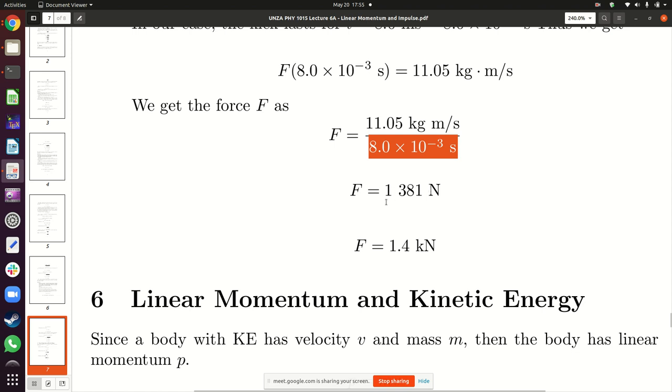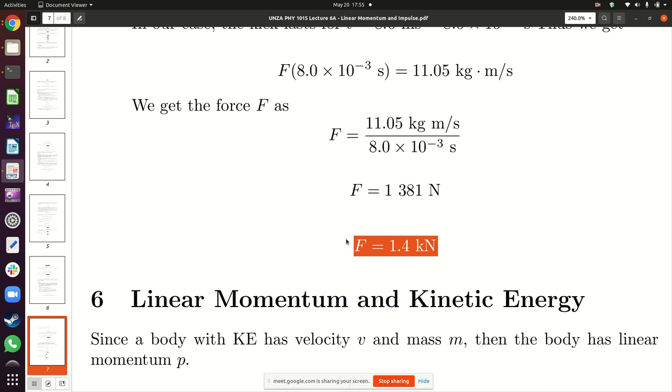1381 newtons. This 1381 newtons is approximately equal to 1.4 kilonewtons. So this is how much force you kick the ball with to give it such an acceleration. Are we clear?